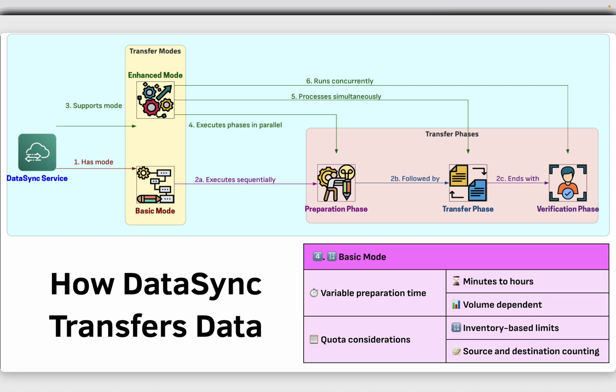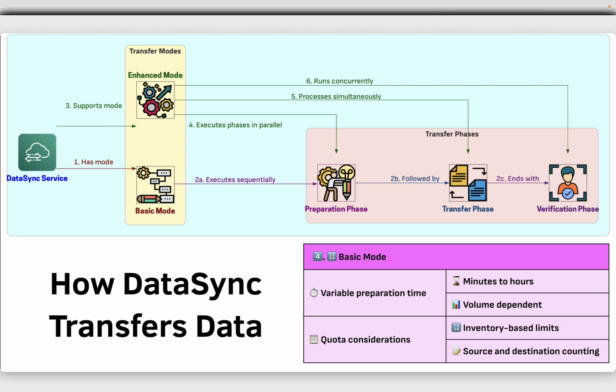Next we have basic mode. In basic mode, the time it takes to prepare can vary widely from just a few minutes to several hours or even longer. This depends on how many files, objects, or directories are in both the source and destination location, as well as how well your storage performs. It is important to note that the items DataSync takes inventory of in both your source and destination count towards your task quotas. These quotas are not based on the number of items that DataSync actually transfers during each task execution, but rather on the total inventory.